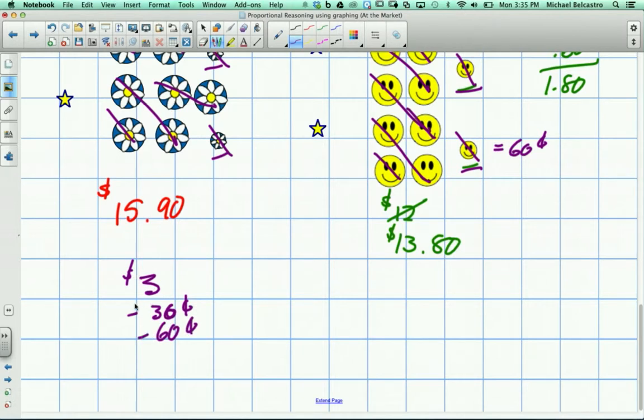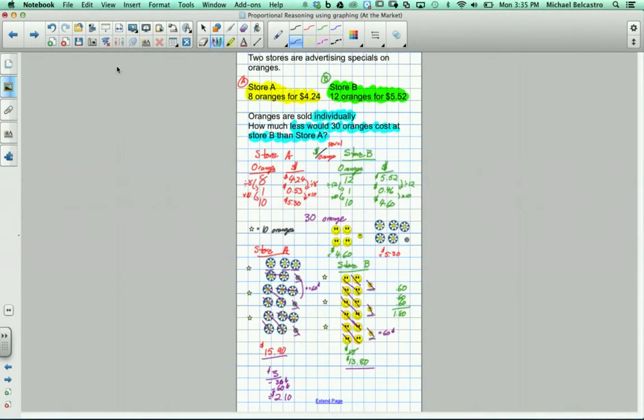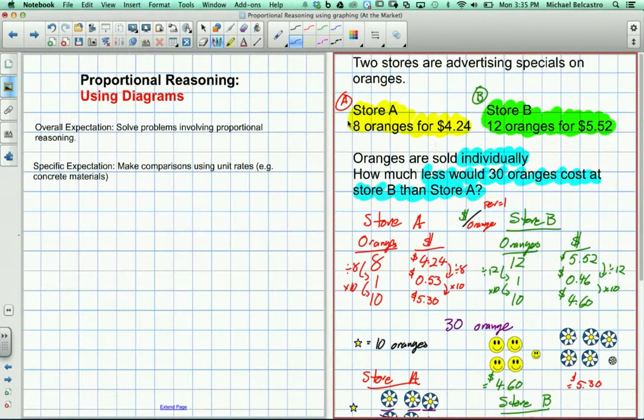So we're reducing our original 3 by 30 and then 60, which is 90 cents, which equals a value of $2.10. So there is a $2.10 difference. And if you just subtracted these 2 values, you would have found the exact same thing. A difficult way to solve this type of question. If you'd like to look at other ways to solve this question, just check out our other playlists on proportional reasoning.